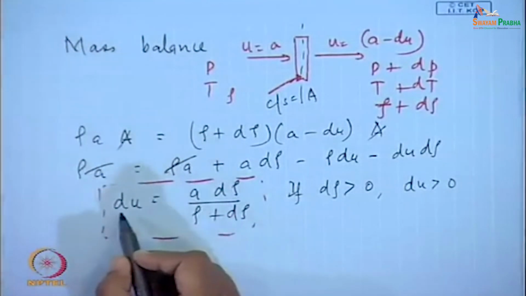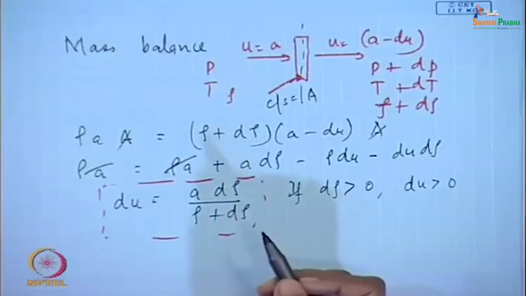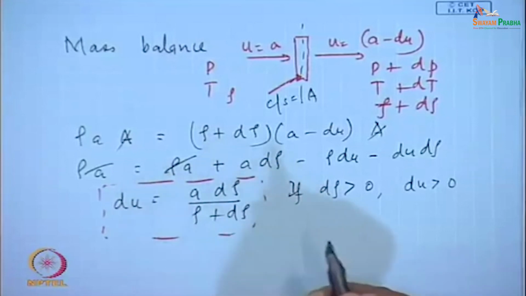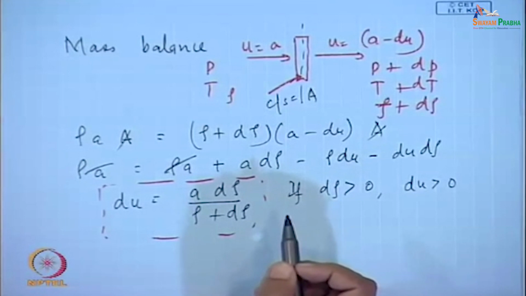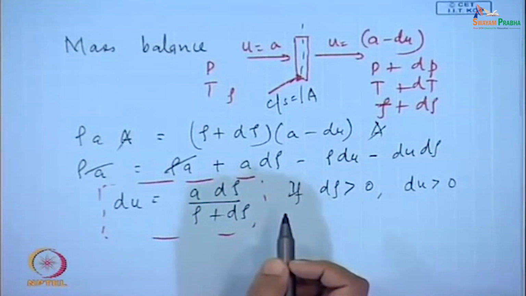You can just write it down as d rho by rho, d rho. Definitely we will be doing it at the end, but I have just written it down. If you want, you can cancel it at the very beginning by assuming d rho tends to 0. Definitely we will be doing it.